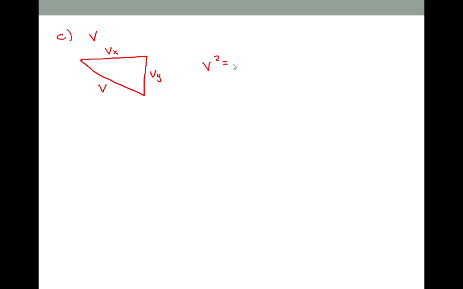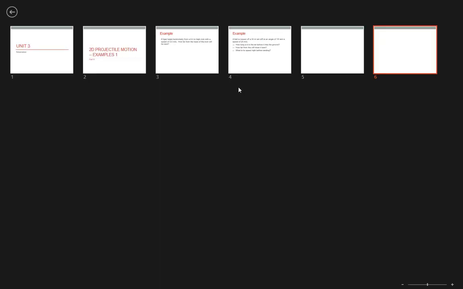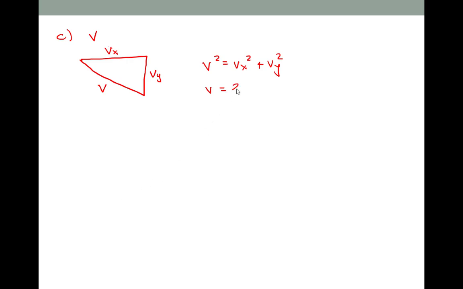I can now use the Pythagorean theorem to find that V equals 34.83 meters per second. This concludes this part of Unit 3.